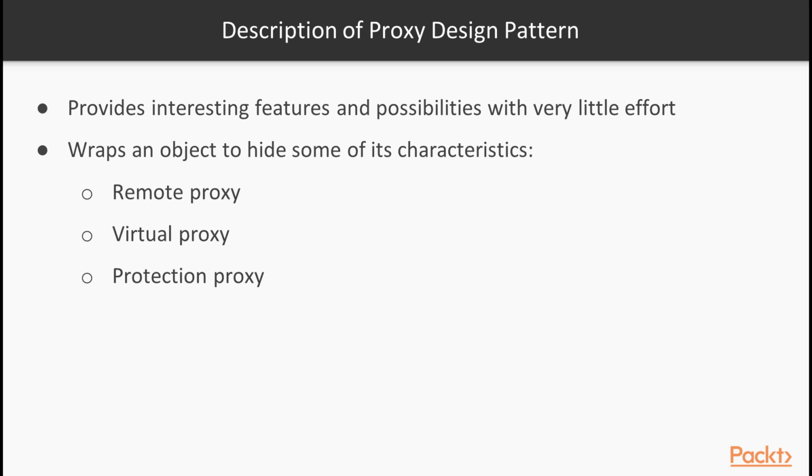The proxy pattern usually wraps an object to hide some of its characteristics. These characteristics could be the fact that it is a remote object, that is, a remote proxy, a very heavy object, such as a very big image, or the dump of a terabyte database, or we could say a virtual proxy, or a restricted access object, that is, a protection proxy.